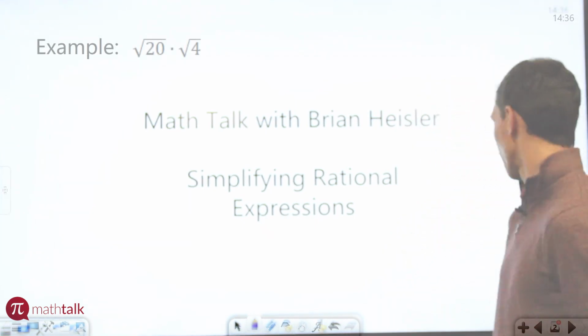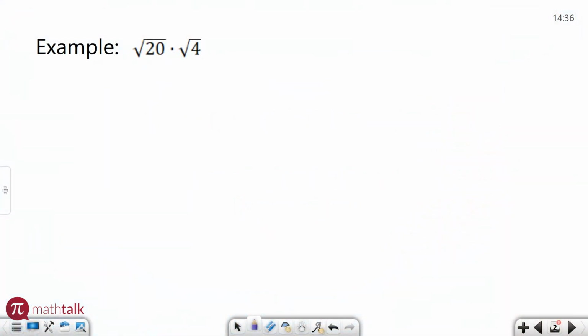So let's get started. I'm going to jump right into a couple of examples, and I'm going to do different types of operations with simplifying rational expressions. The first one is we're going to look at how to simplify expressions with multiplication.